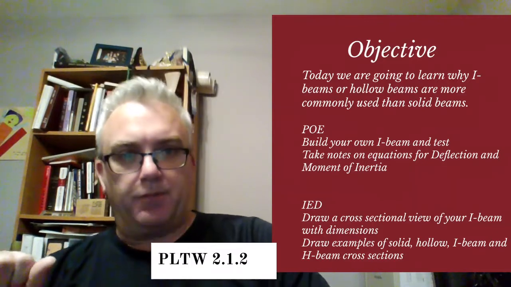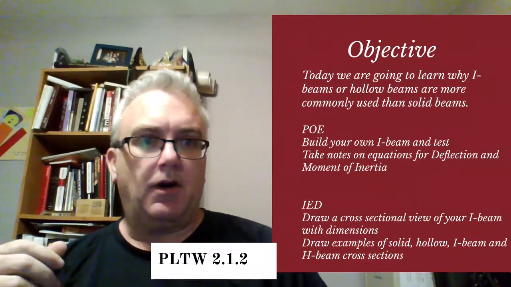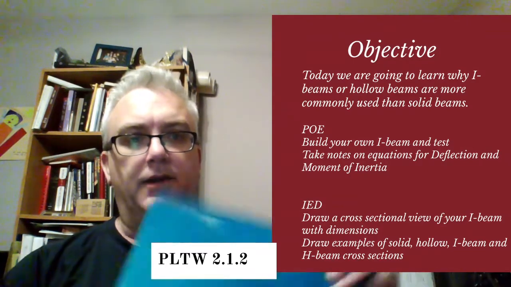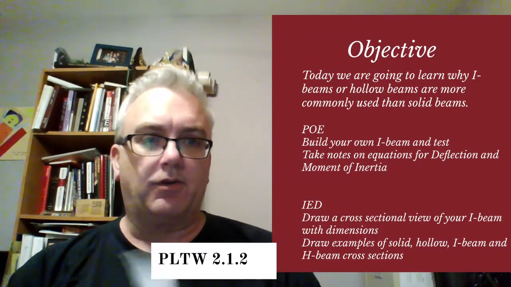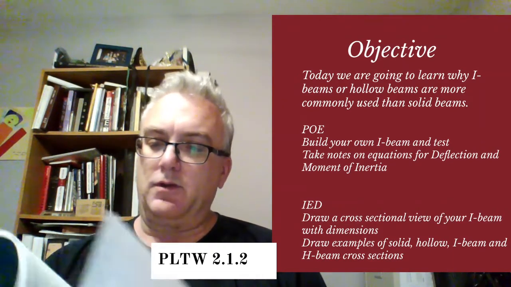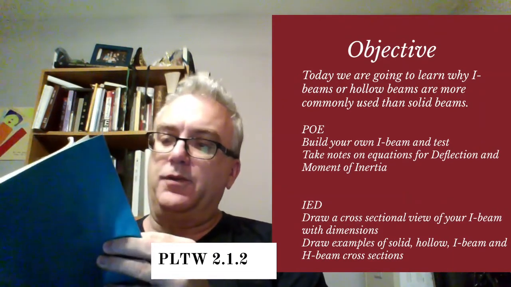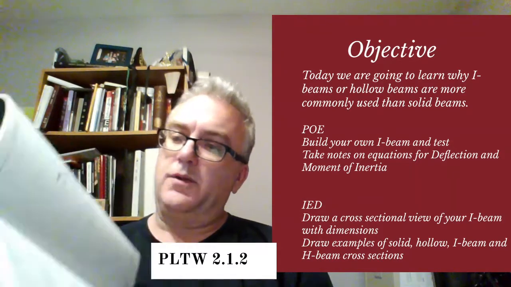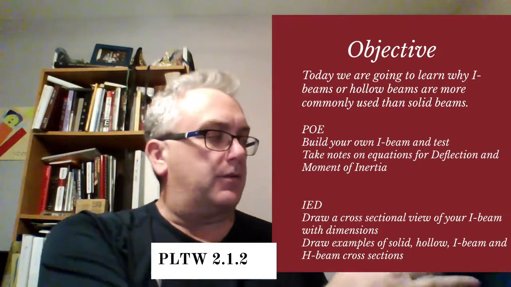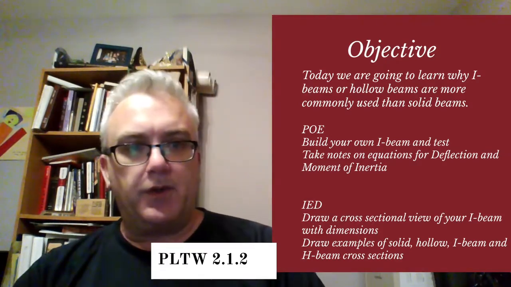Also, your assignment for POE is to take notes on the equations for deflection and moment of inertia. And your IED assignment is to draw a cross-sectional view of your I-beam with dimensions. So here's my cross-sectional view of my I-beam with dimensions. Just like that. Okay, so now we know what we're going to be doing for both POE and IED.